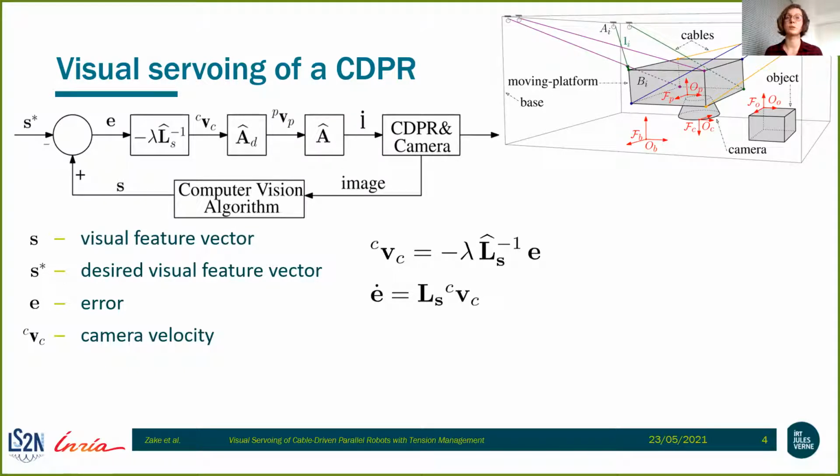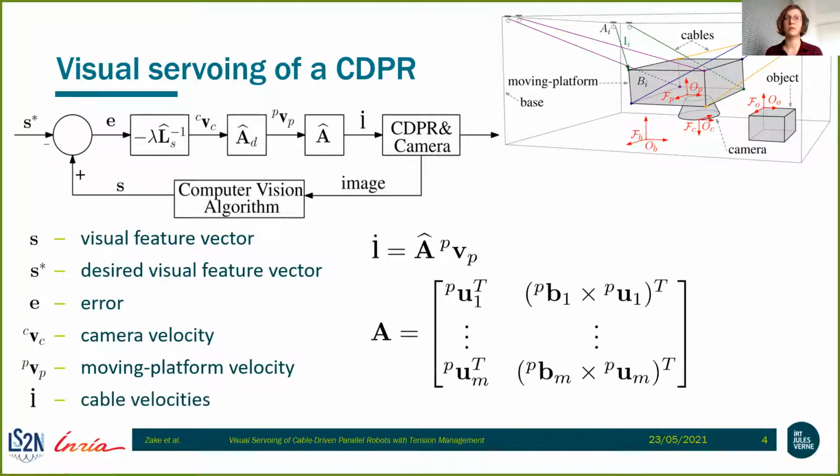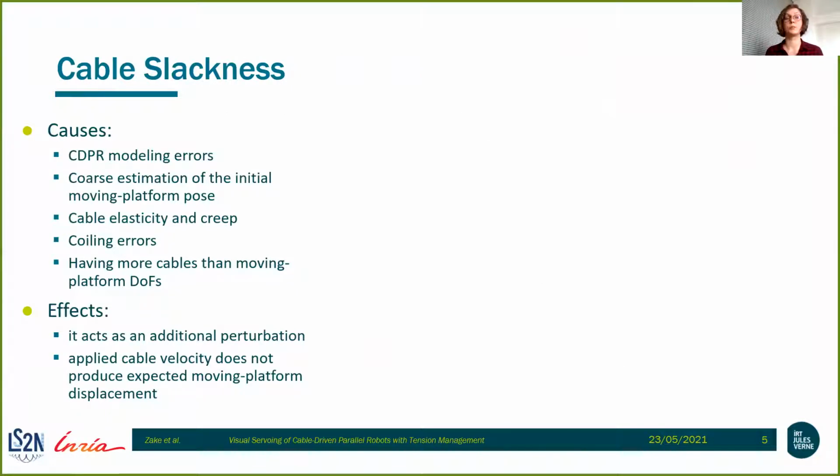Note that here we have the interaction matrix, which is computed in the following way using this formula. Now, from that, we can express the moving platform velocity by using the adjoint matrix. And finally, we get cable velocities by using the Jacobian matrix expressed in the moving platform frame. Now, cable slackness can occur for many reasons. For example, CDPR modeling errors, coarse estimation of the initial moving platform pose, cable elasticity and creep, coiling errors, having more cables than moving platform degrees of freedom.